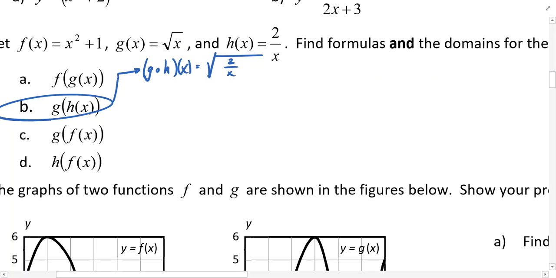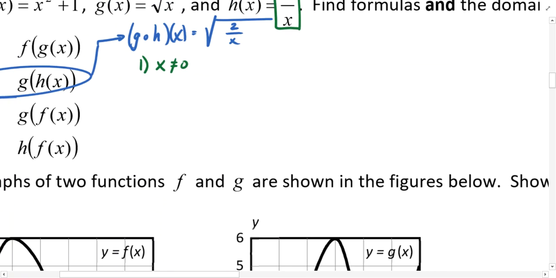Now, as we've mentioned in the past, there are 4 steps to identifying the domain or the domain restrictions for a composite function. First thing we need to do is identify the domain or the domain restriction for the inner function. Now, my inner function was 2 over x. And with an expression 2 over x, all that we're worried about is x equaling 0. So we want to say that x is not allowed to equal 0.